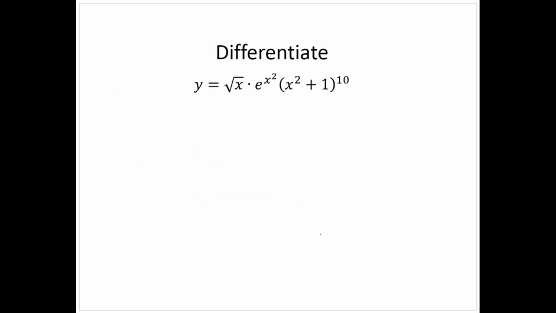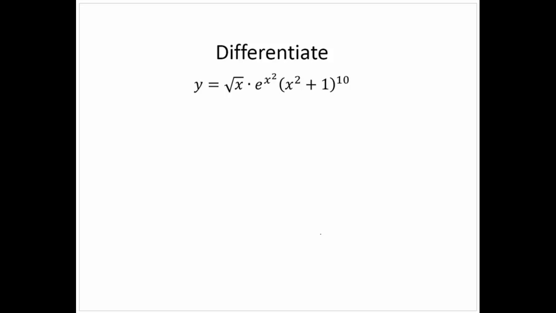Alright, so here's an example. We have y equals the square root of x times e to the x squared times (x squared plus 1) to the 10th power. Now, could we differentiate this using our traditional techniques? Absolutely. We'd have to use the product rule along with the chain rule a couple different times, but we could do it. It would take us an hour, but we could do it.